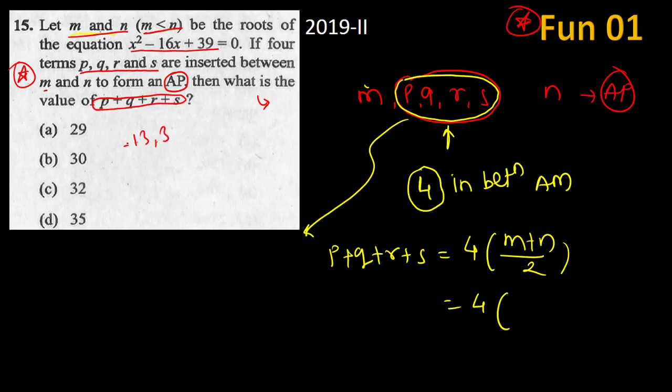So it is minus 3 and minus 13. So roots, okay, m and n, by 13 and 3. M is less than n, so m becomes 3 and n becomes 13. So these are my values of m and n.